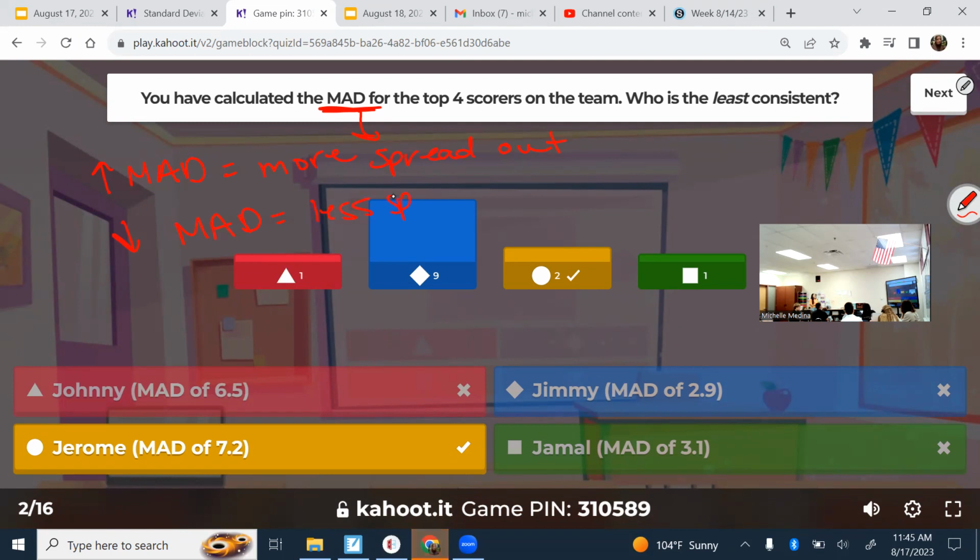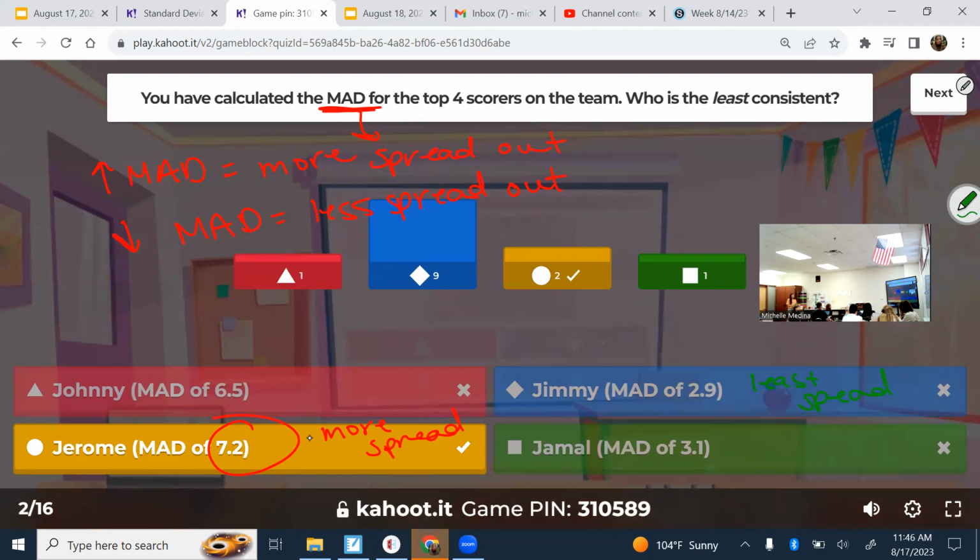So then when we're talking about consistency, we all know that these are the top scorers, so we all know that they're good. But who would be the least consistent? It would be whoever has the higher MAD. So that means his scores are more spread apart, so that's why it was Jerome. Versus who would be the most consistent? Jimmy, whose MAD is the smallest, so it's the least spread for Jimmy.